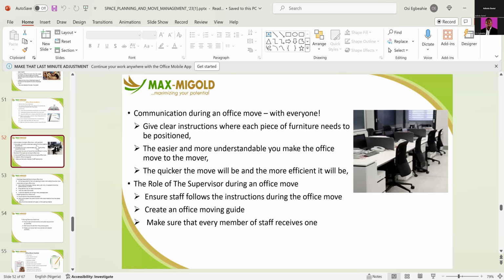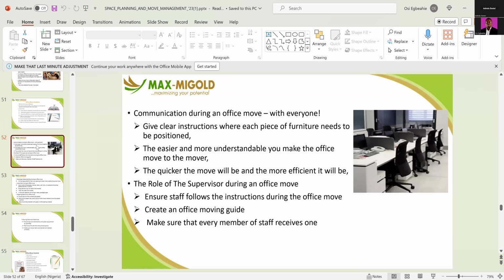Communication during an office move is very essential. So you must communicate with everyone. Everyone needs to know what they are doing and where they are going. Give clear instructions on where every piece of furniture needs to be positioned. It is easier and better for the movers to do the work. The quicker and more efficient the move will be when you give it to the professionals to do it.